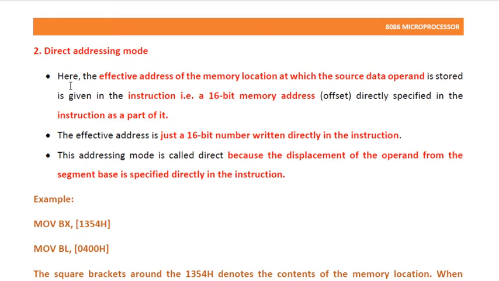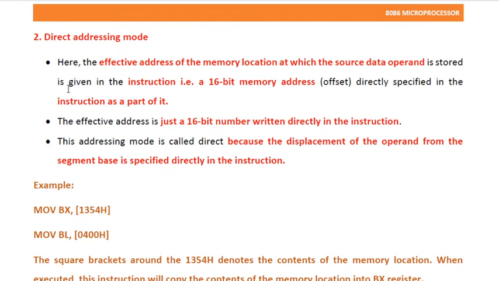This addressing mode is called direct because the displacement of the operand from the segment base address is specified directly in the instruction. So let us try to understand it with the help of an example. Here, MOV BX, [1354h]. So 1354h is the address of the memory location from where we need to take the value and initialize it to BX. Now likewise, MOV BL, [0400h]. So it will initialize BL with the value that is stored in 0400h.